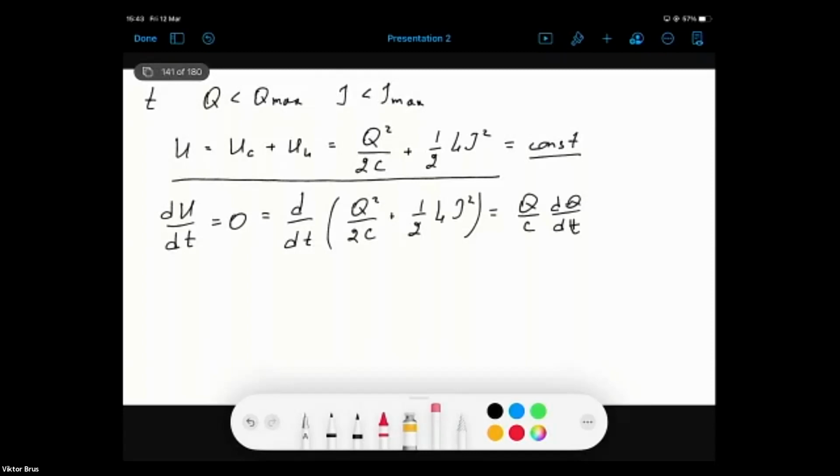So how we get here, we take the derivative of this term and consider that Q is a function of time, so we need to multiply by the derivative of Q over time. And the same we do for the second term, which will be L times I times dI over dt. So this is equal to 0.